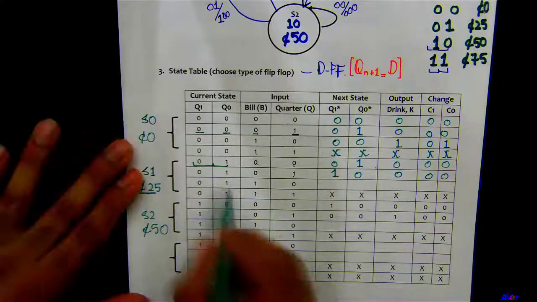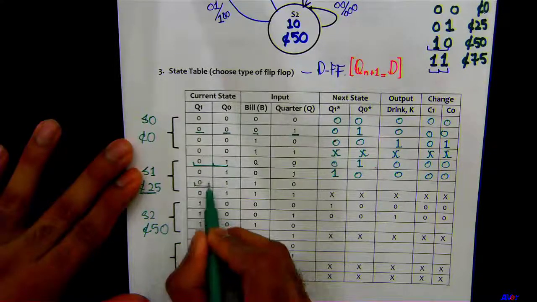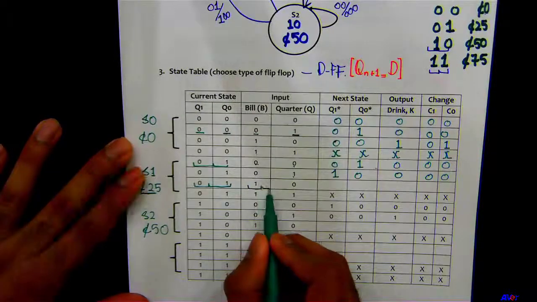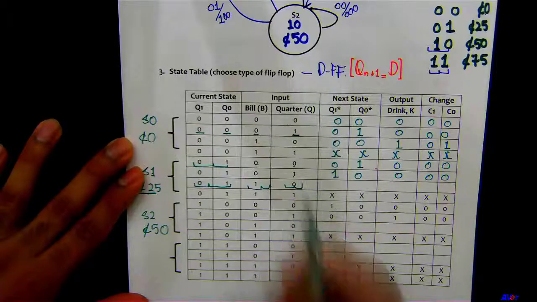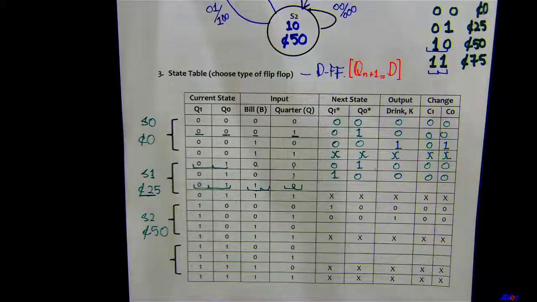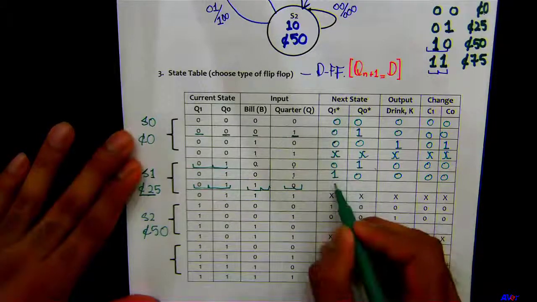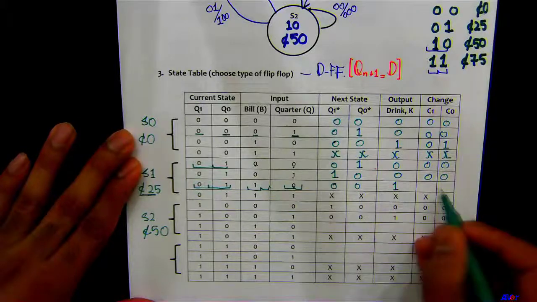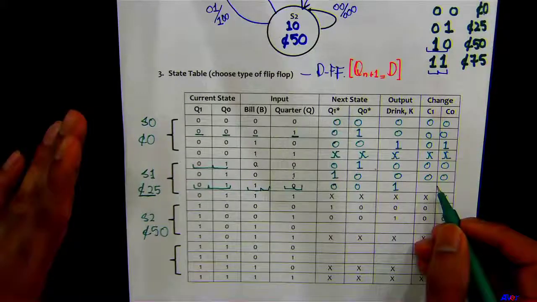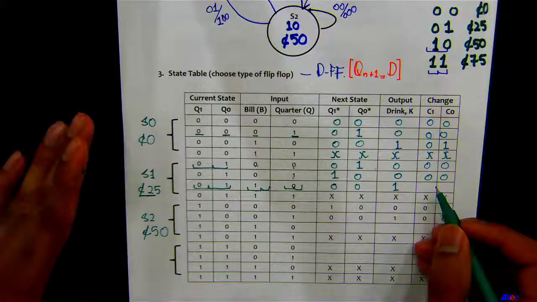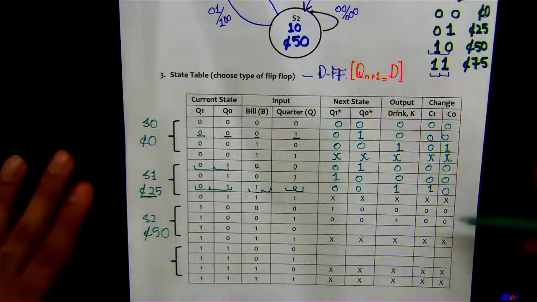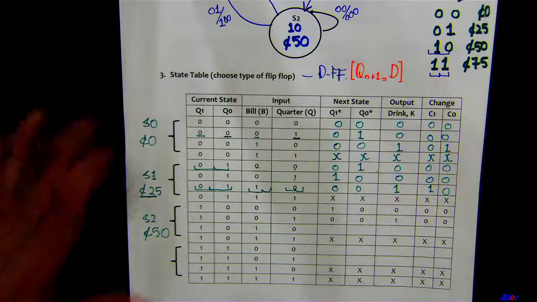Now here, what's going to happen, guys? The current state is 0, 1, which is 25 cents. Bill is 1, and quarter is 0. So 25 cents plus a dollar is $1.25, which means the next state is going to be 0, 0. Drink is going to be 1, and the change is going to be 50 cents, correct? 1, 0. Thank you. I went ahead and partially filled it in for you guys.